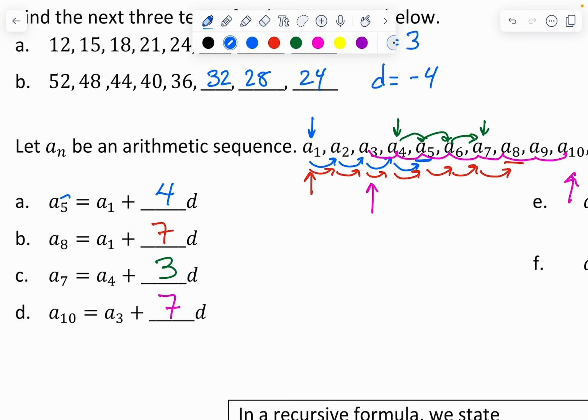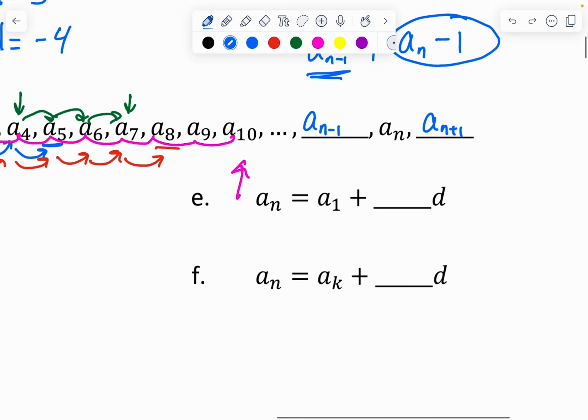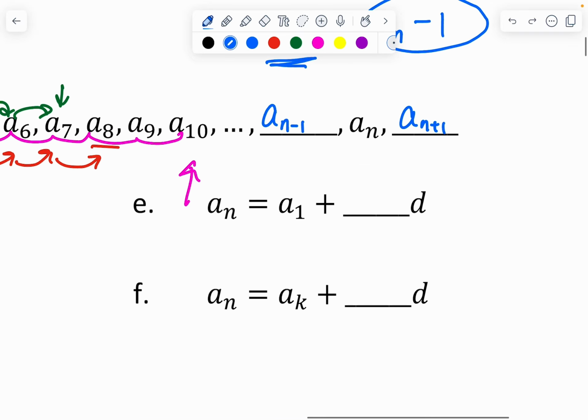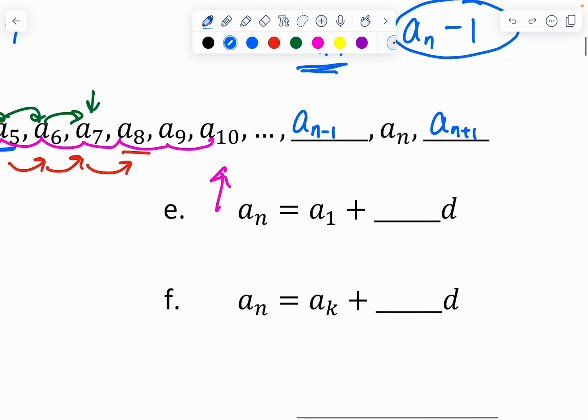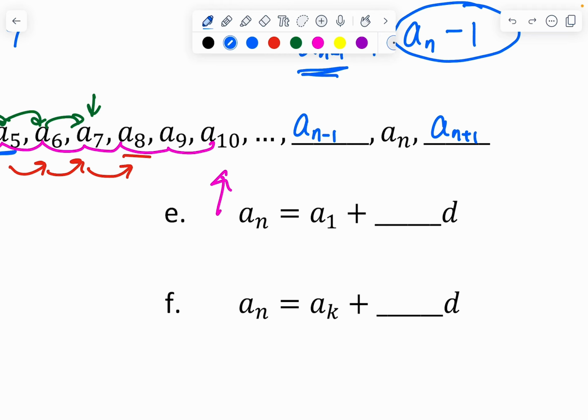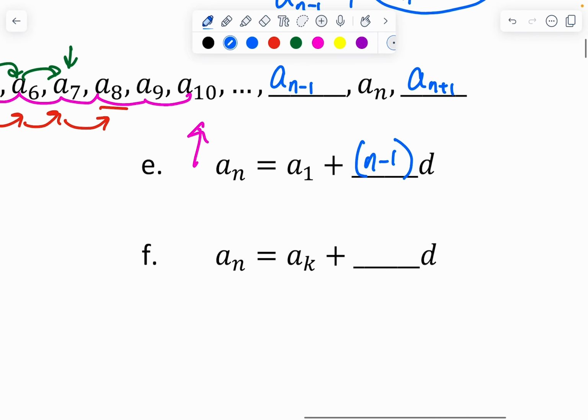What do you notice about 5 and 1? Hopefully you notice 5 minus 1 is equal to 4. 8 minus 1 is 7, 7 minus 4 is 3, 10 minus 3 is 7. And so what that lets us do is, if I want to get to the nth term and I'm at the first term, I have to add my common difference n minus 1 times.